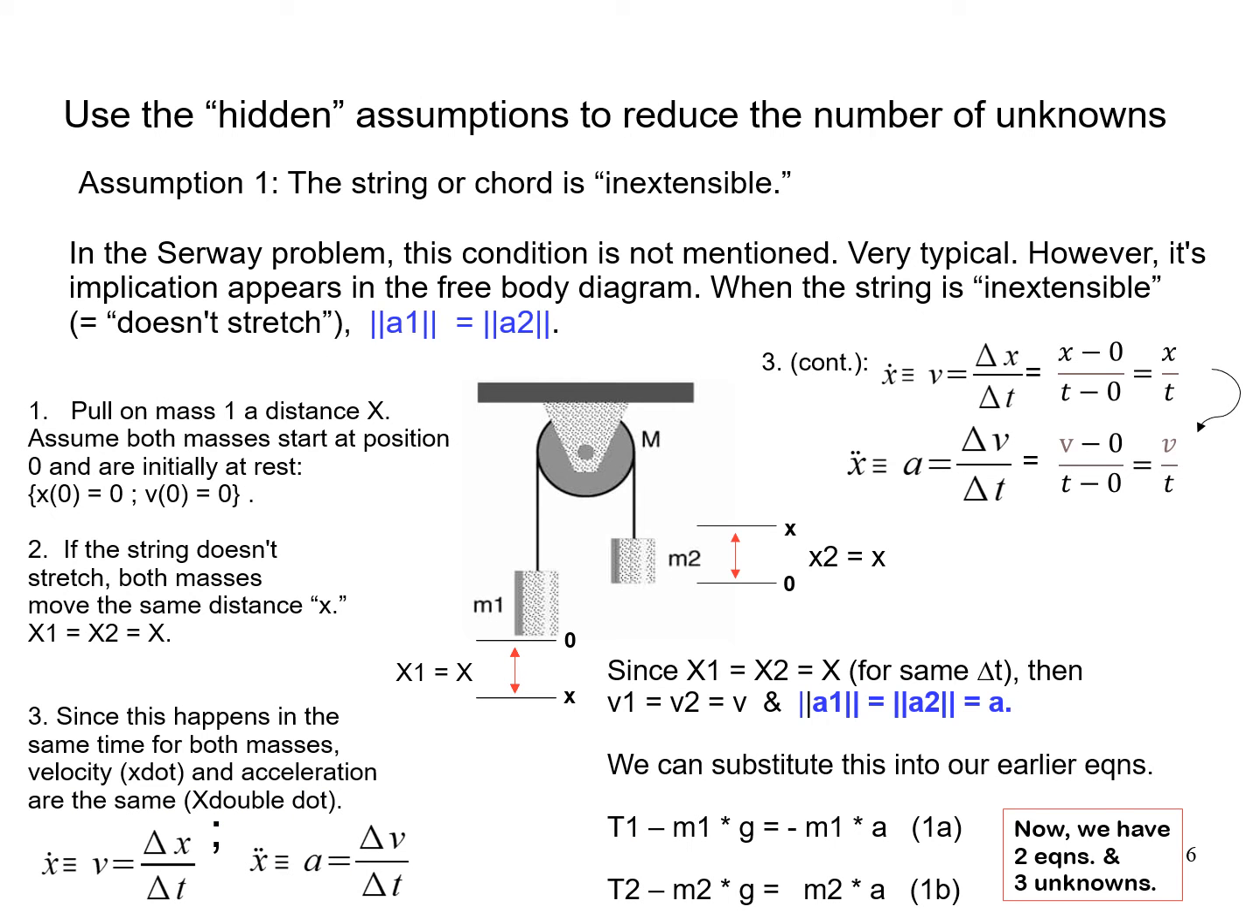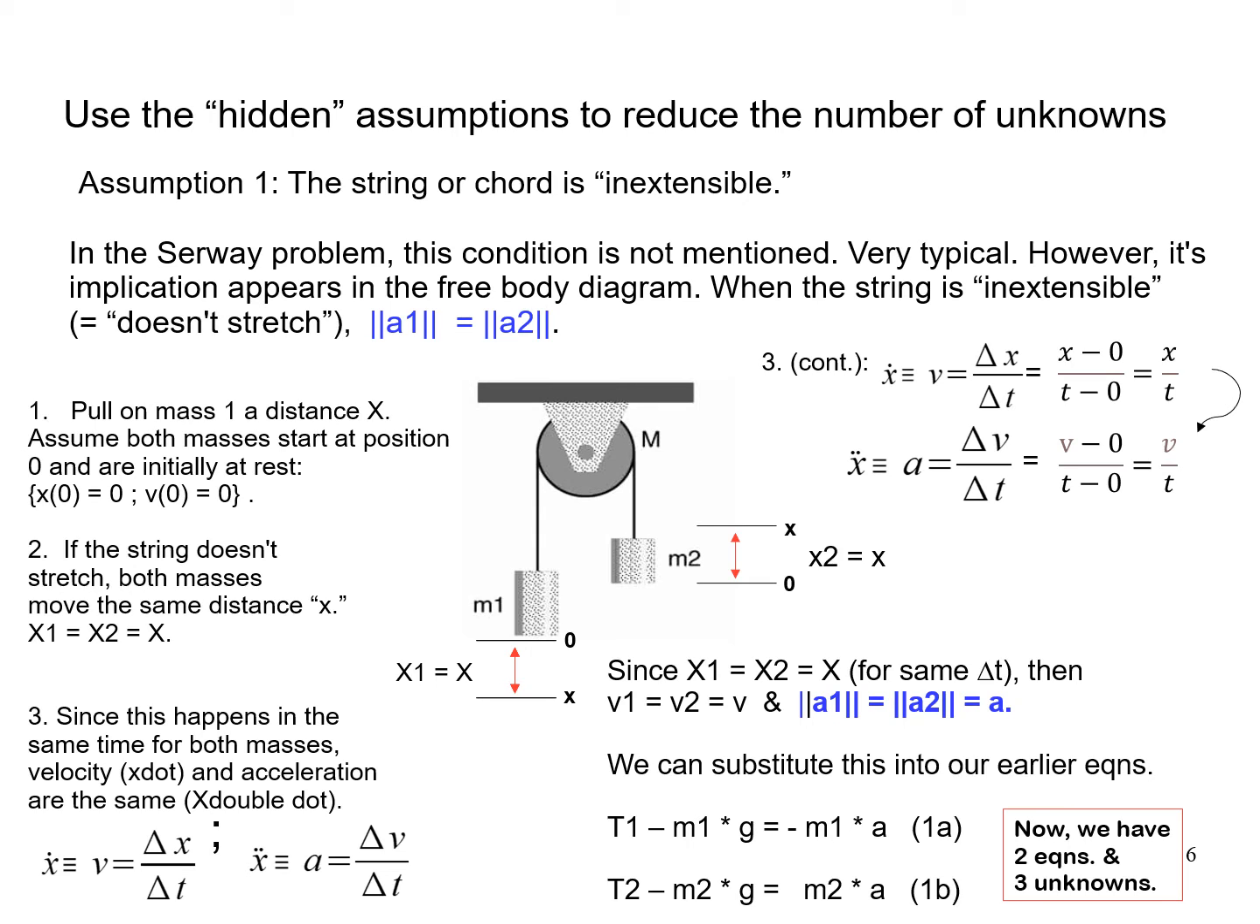The first hidden assumption is that our string is inextensible. This just means that our string doesn't stretch, like a rubber band. Now, in practice, all strings, cords, and ropes stretch or give a little bit when placed under tension. In our ideal case, we assume no stretching occurs.